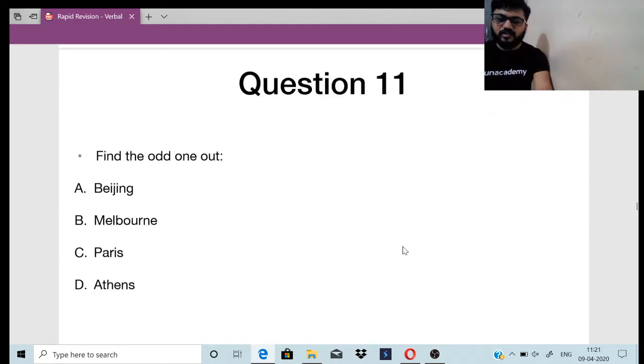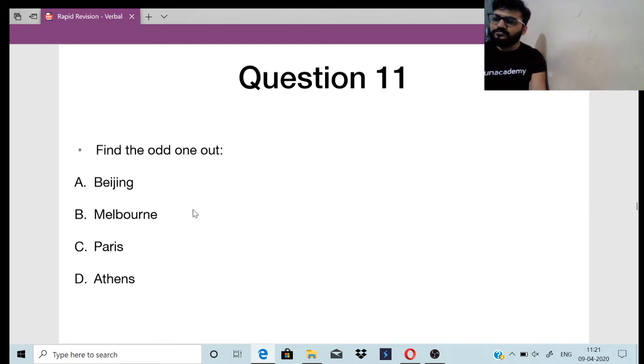So the next question. Yes, find the odd one out here. These are very tricky questions. Beijing, Melbourne, Paris, Athens, right? Very tricky questions these are.